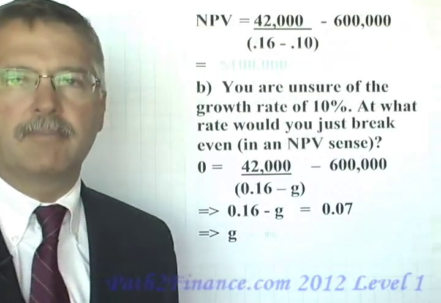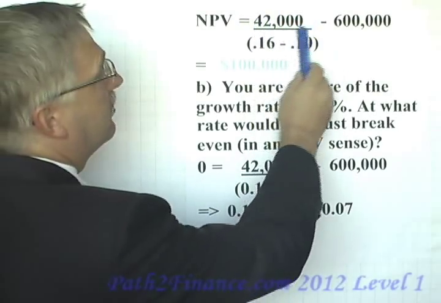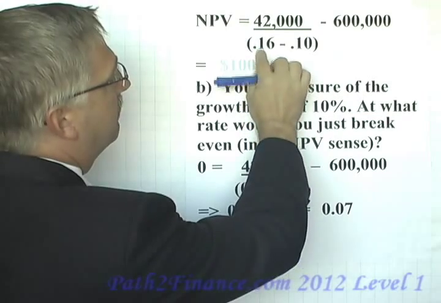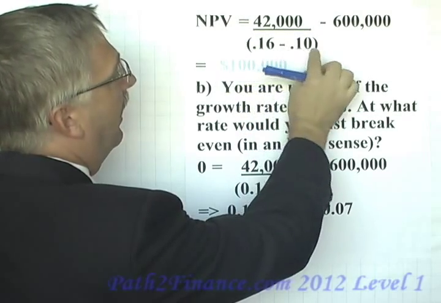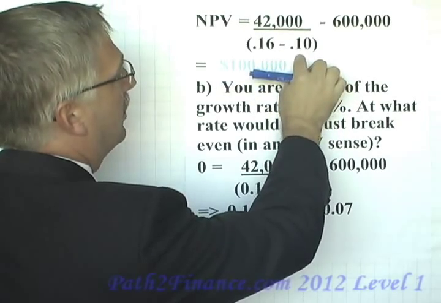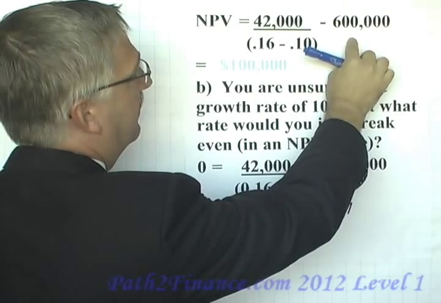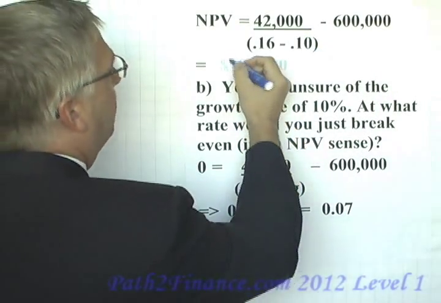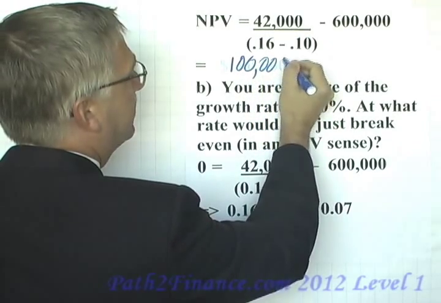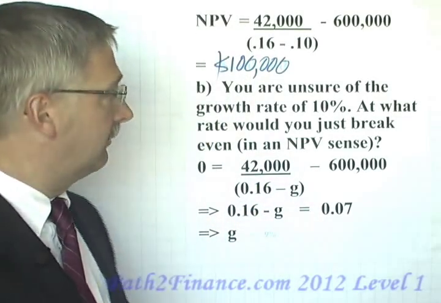All right, let's look at the numbers for our hypothetical restaurant. We have our $42,000 a year cash flow in perpetuity, our 16% required rate of return, our growth rate of 10%. So the difference between those divided into the cash flow, minus the $600,000 initial investment, gives us a positive net present value of $100,000. So we would certainly want to undertake this project.